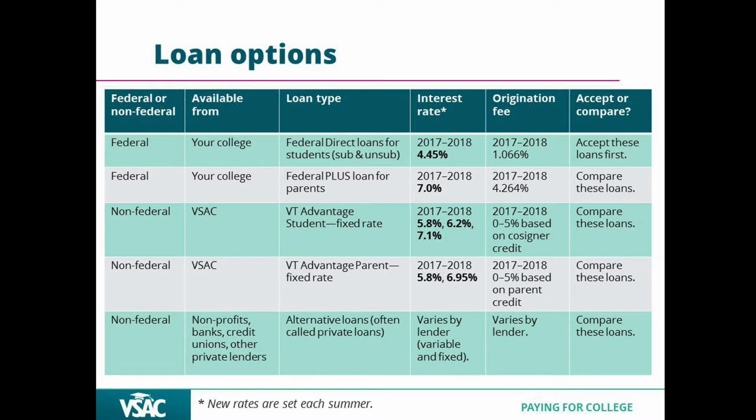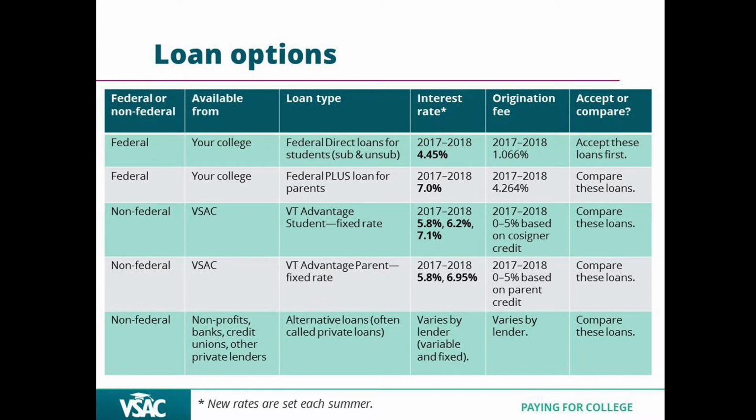Students should accept federal loans first, and those federal loans come from the student's college. The interest rate changes each June 1st for the upcoming school year. So the interest rate that we have listed on this form is for the 2017-18 school year, and that will be updated each year. In addition, colleges may allow families to borrow a Federal Plus loan for students, which has a different interest rate. And VSAC has non-federal loans such as the Vermont Advantage for students or the Vermont Advantage for parents that have different interest rates depending on when repayment begins.